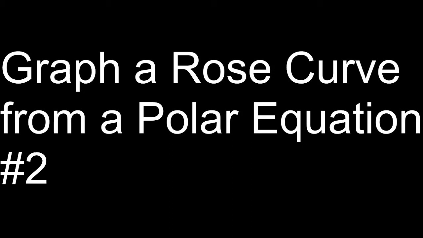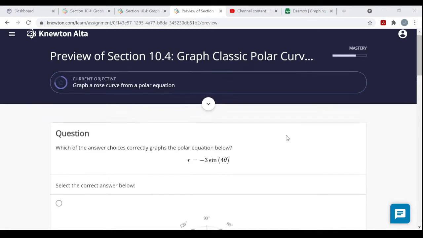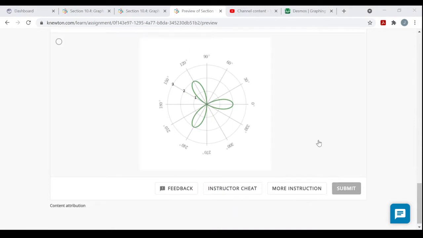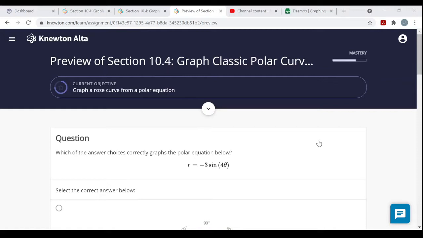This video is on the objective graph a rose curve from a polar equation. All right, and this is the second video on this objective, so I'm hoping you watched the first one. And let's just take a look at the question. And again, if you want to see more on the objective, just go to the bottom, click on More Instruction, look at their videos, their notes, their examples, and hopefully those help you.